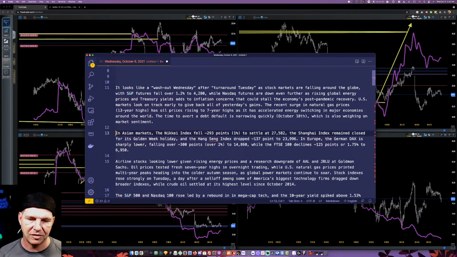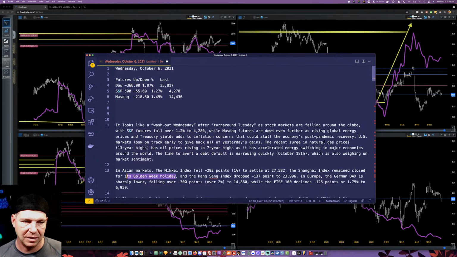Asian markets, Nikkei index fell 293 points. Shanghai remained closed for another golden week, right? Take a week off. Love it. Hang Seng dropped 137. The DAX is sharply lower, falling 300 points, right? And FTSE 100 declines 125 points. So we are down globally, right? It's looking bleak. So we're just going to keep an eye on it. There's some upward trend line support that if we break, then it's going to get nasty. All right, that's it for news.